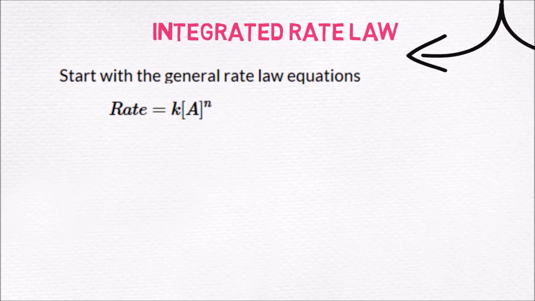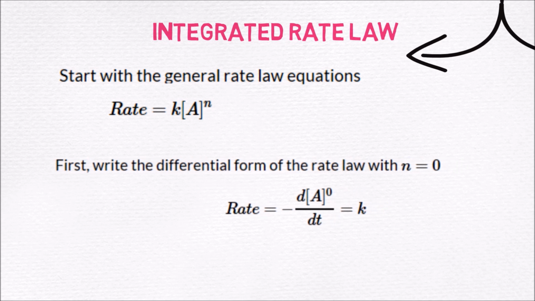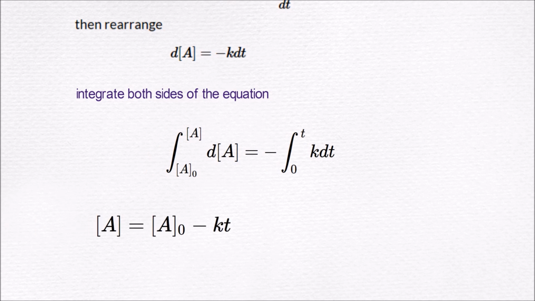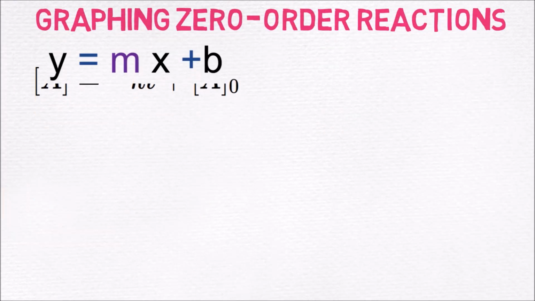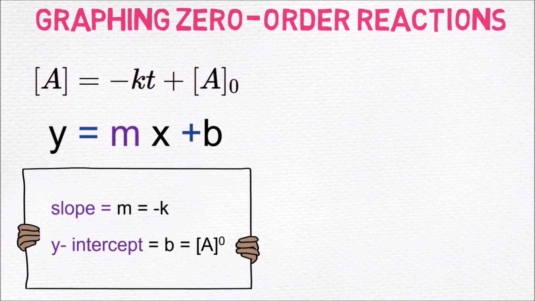Start with the general rate law equation. Then, write n equals 0. Finally, we take the integration. The equation can be represented graphically.